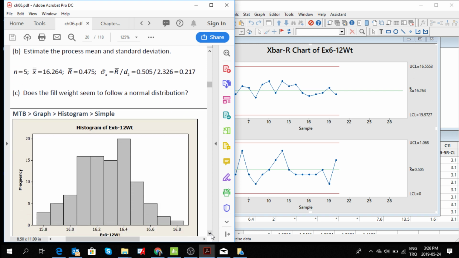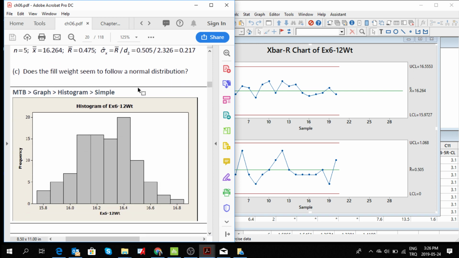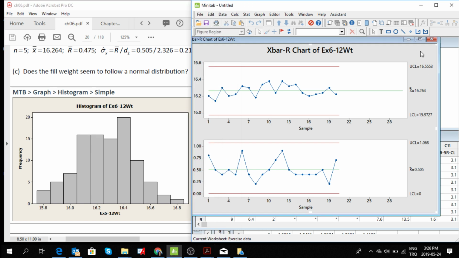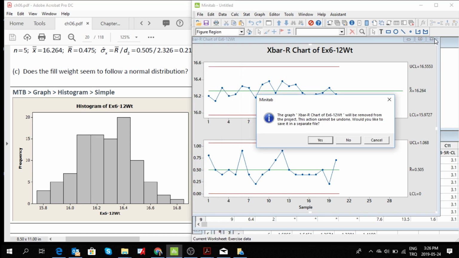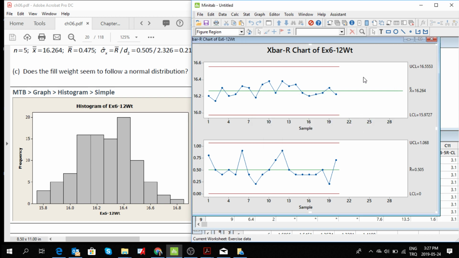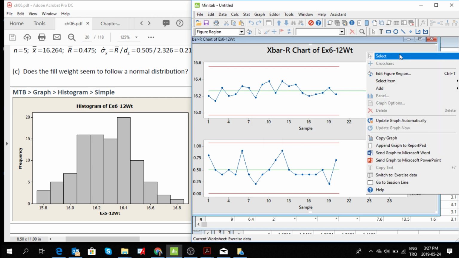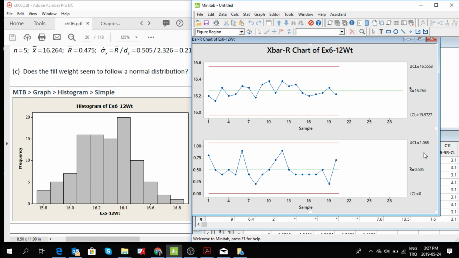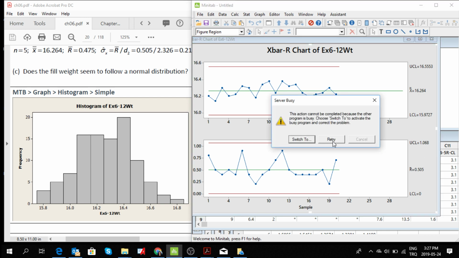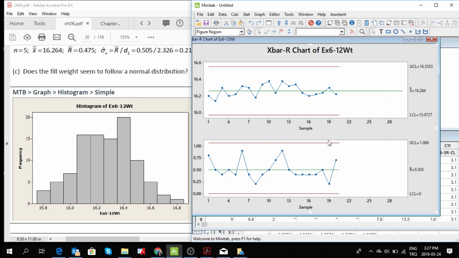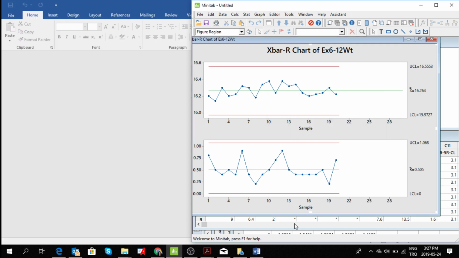Okay, next we want to ask, does the fill weight seem to follow a normal distribution? So I'm going to close this. Cancel first. So what you could do for the exam is either copy this graph or send the graph to Microsoft Word. If you send it to Microsoft Word, let's see what happens. It's going to open up in Microsoft Word. Let's see. Retry. It should open up.